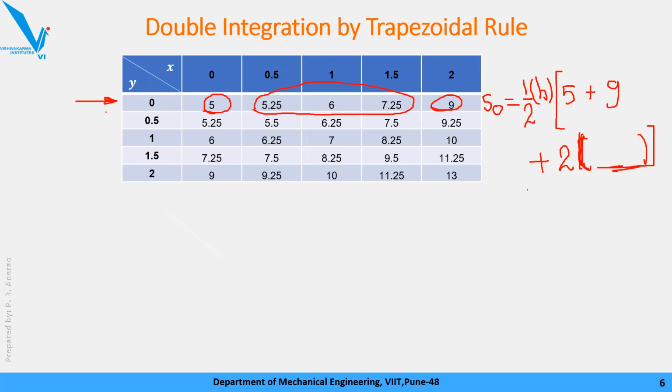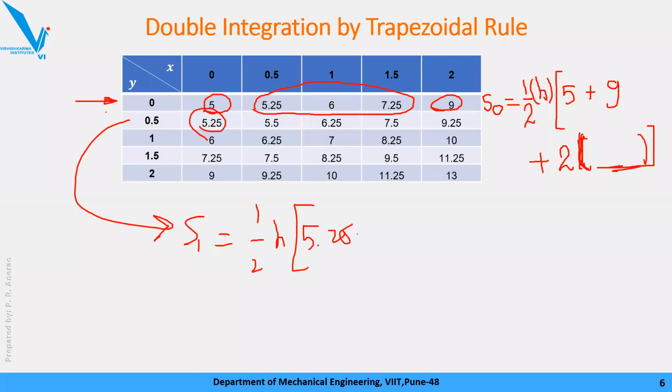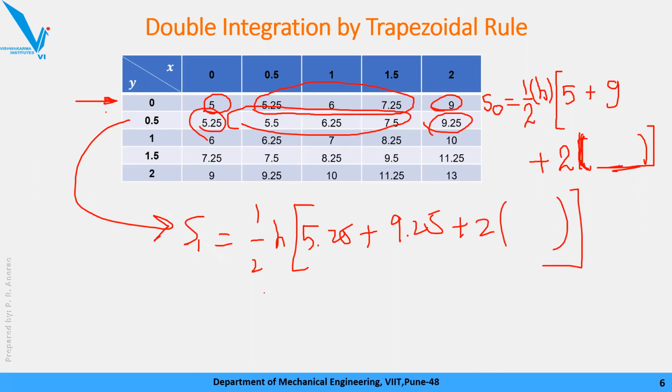Apply the same philosophy for the remaining values. If you want to calculate S1, S1 will be equal to 1/2 times h, h is 0.5, then 5.25 plus the last value, which is 9.25, plus 2 times this part: 5.5 plus 6.25 plus 7.5. Add these and put it here, that's it. Similarly, you will calculate the remaining S values.